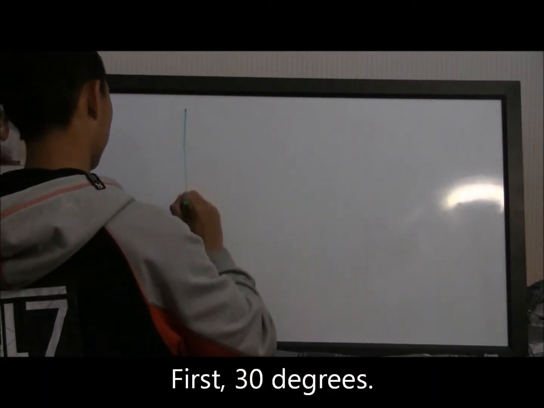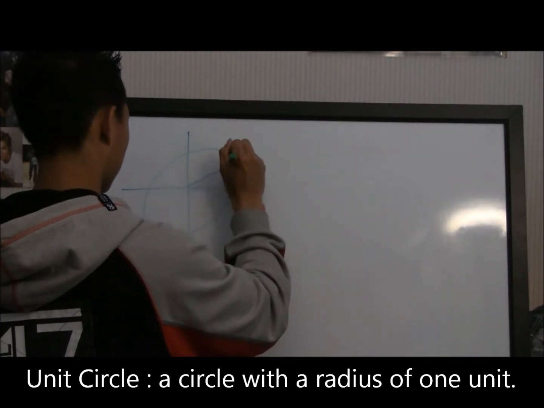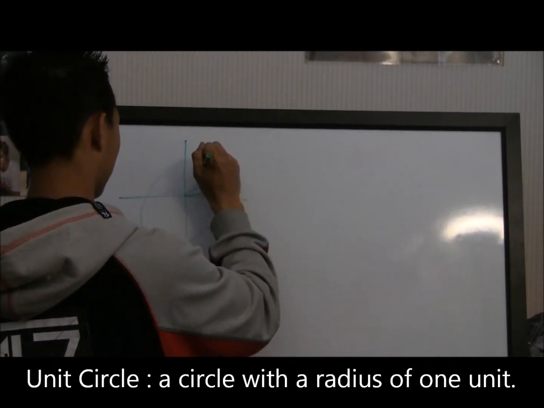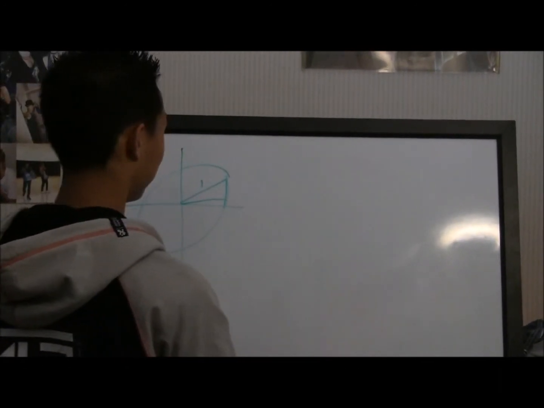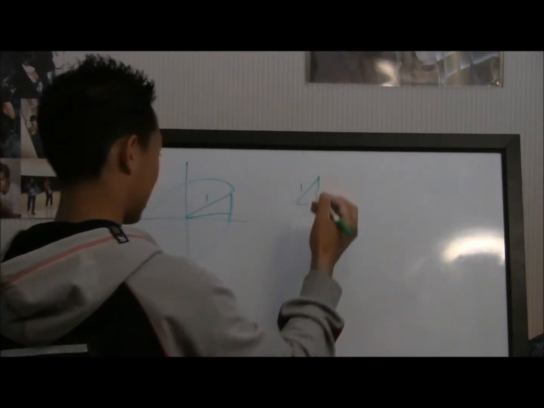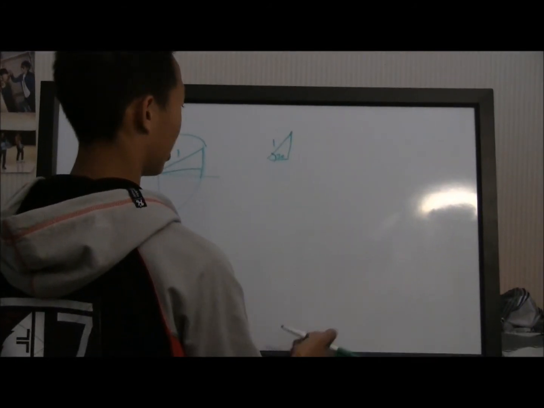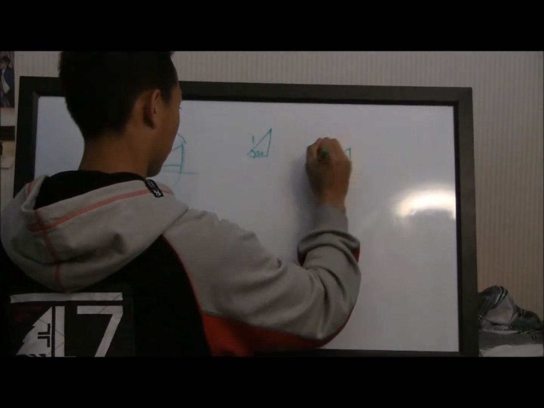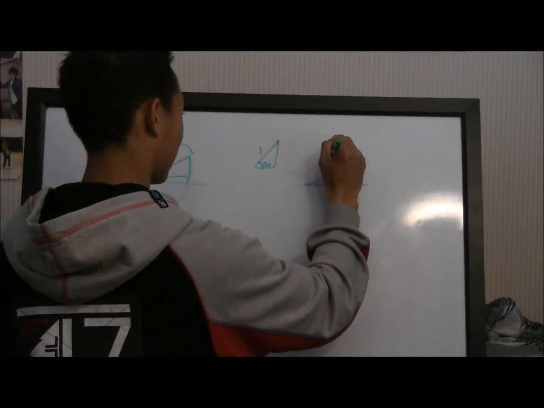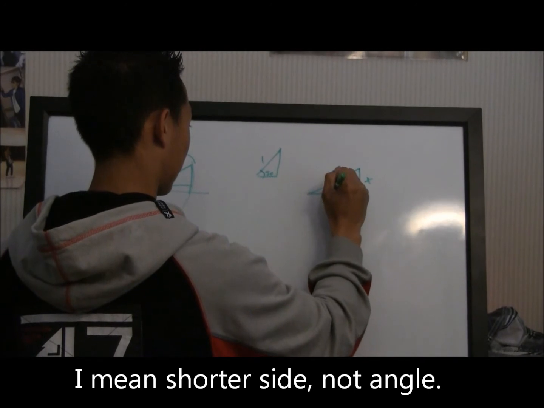So first you're going to draw the unit circle with a triangle in it with 30 degrees. And since you know that the radius is 1, that is the hypotenuse. And since it's going to be a 30, 60, 90 triangle, you're going to use a theorem which states that the hypotenuse is going to be 2x, the shorter side is going to be x, and the other side is going to be x rad 3.